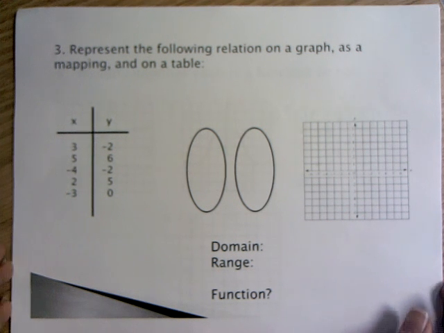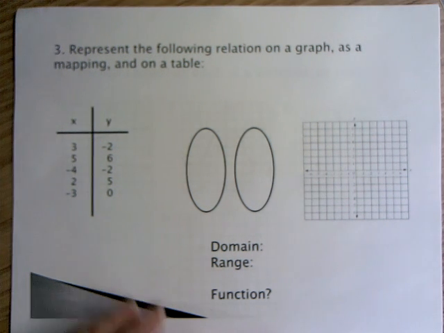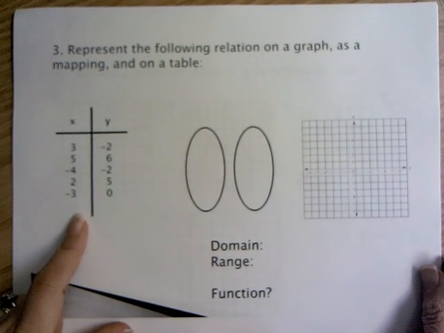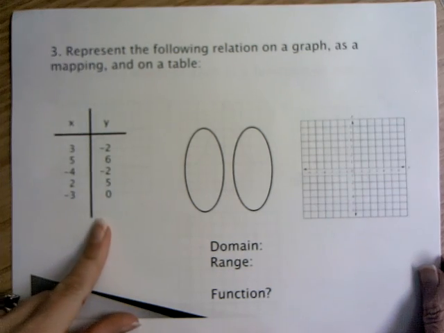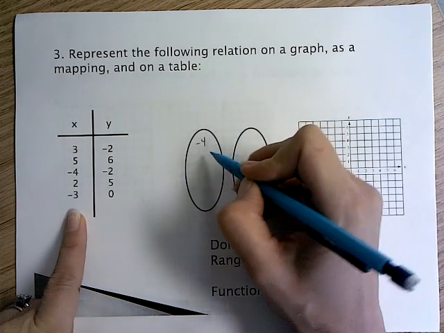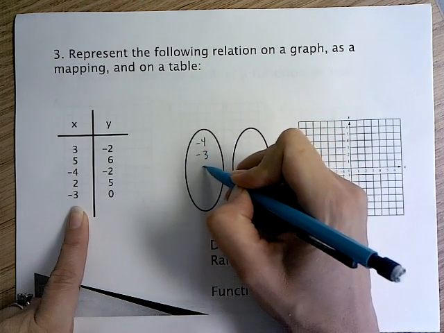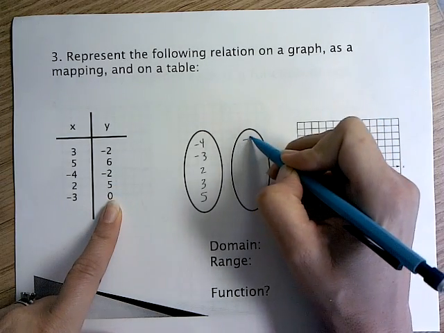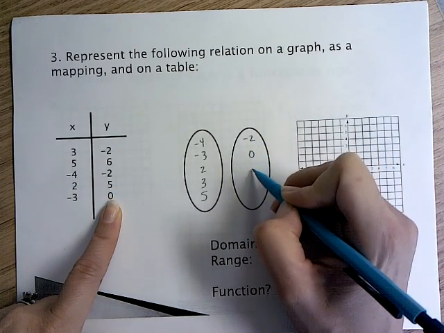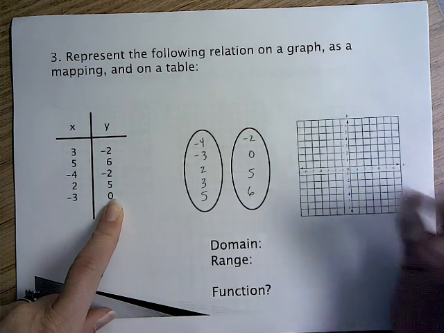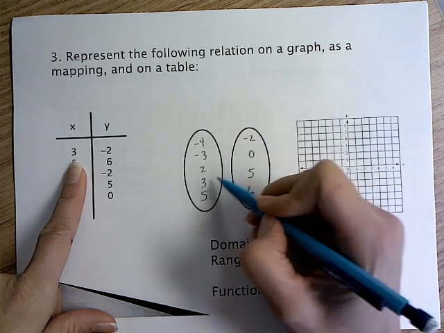Are you guys sensing a trend here? This might be important. It's our third one. Here we go. Represent the following relation on a graph as a mapping and on a table. All right. So I'll start with my mapping. I have my table already. I'm going to say negative 4, negative 3, 2, 3, and 5. Over here I'm going to have negative 2, 0, 5, and 6. And then I can just go ahead and match everything up. 3 goes to negative 2.